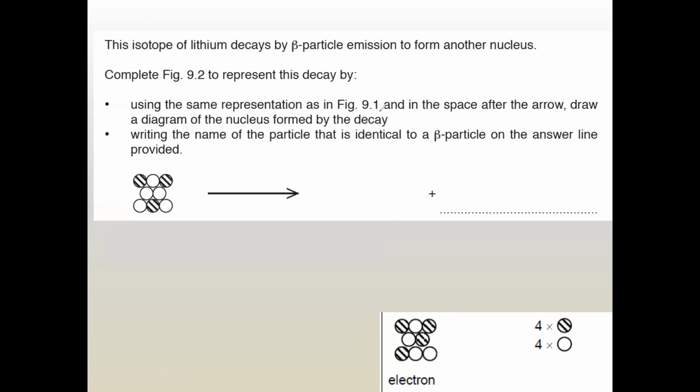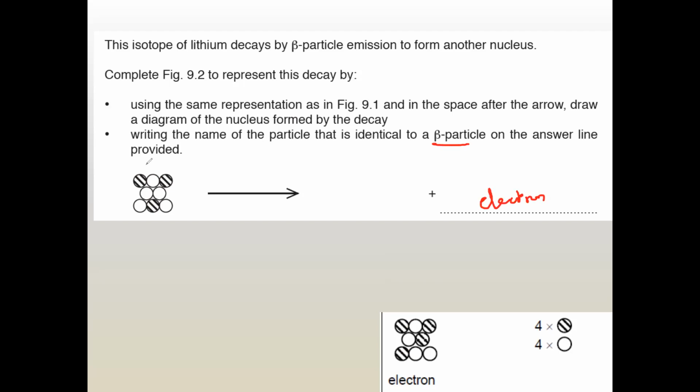Using the same representation, in the space after the arrow, draw a diagram to show the nucleus formed and write the name of the particle that is identified as beta. So which particle is a beta? That is electron. Electron is also known as beta.